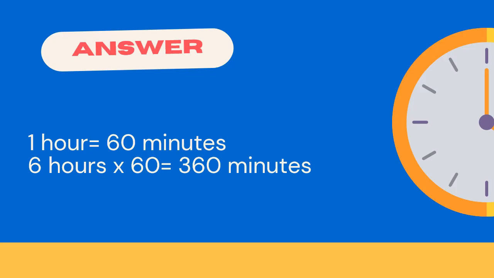Let's now convert the 6 hours into minutes. Remember that 1 hour is equal to 60 minutes. 6 hours times 60 is equal to 360 minutes. The painting contest lasted for 360 minutes.